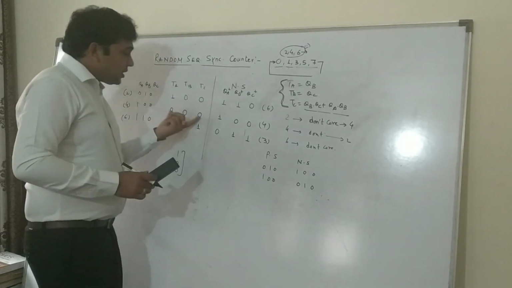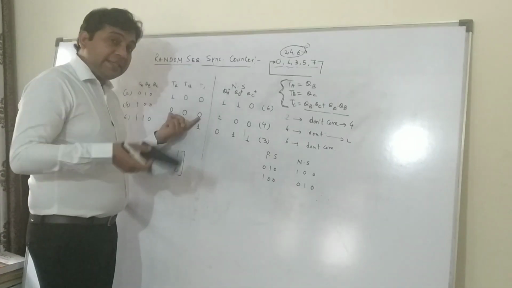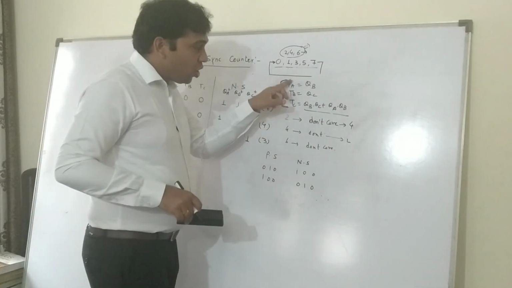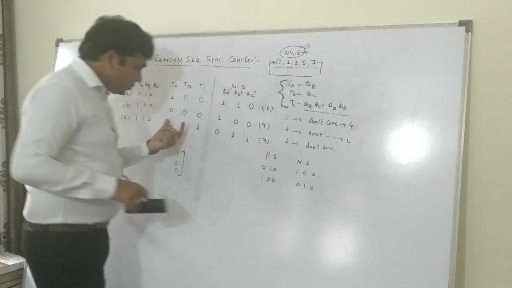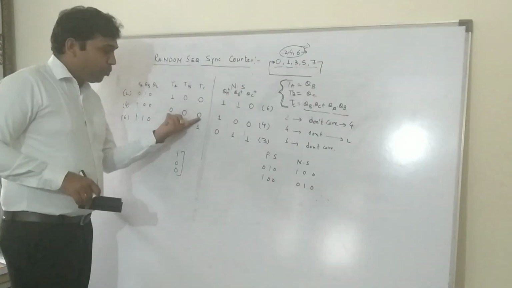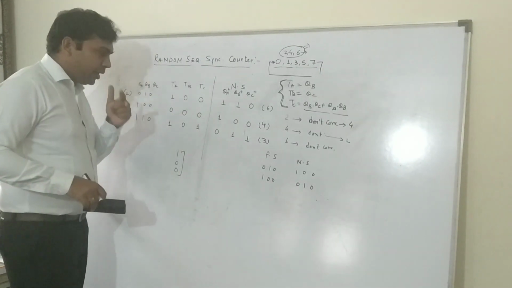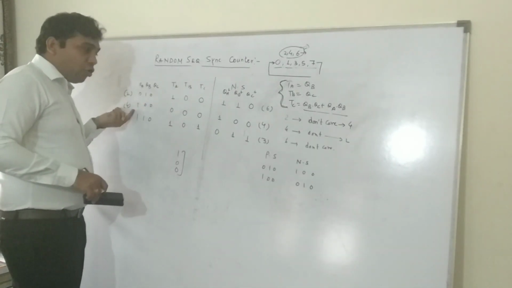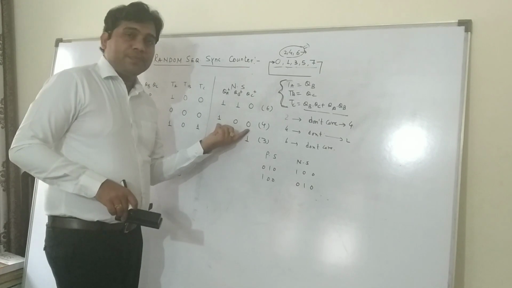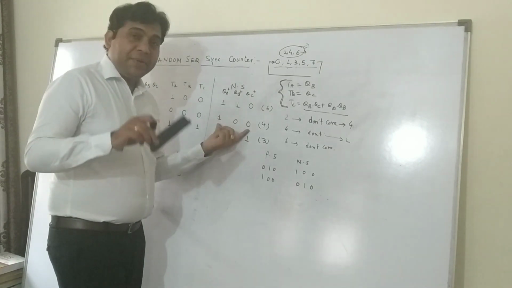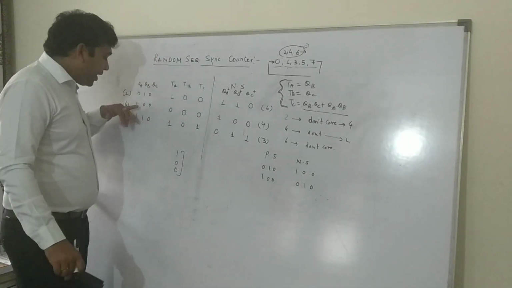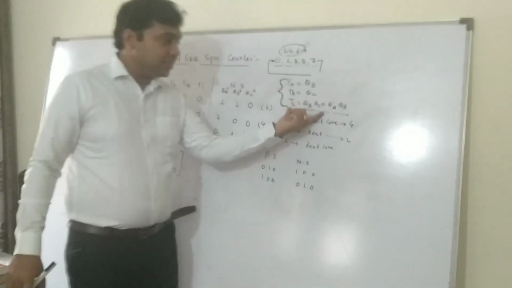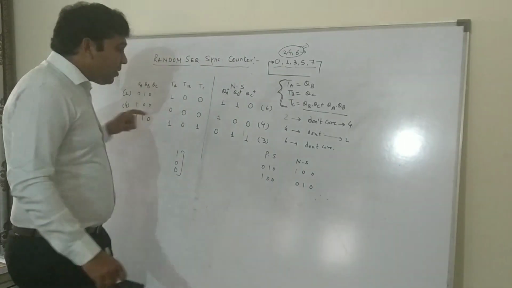So according to this TA, TB, TC, since we have designed TA, TB, TC like this, because of this TA, TB, TC, you are getting at the input 000. So this state number 4 will remain in state number 4. What does it mean? It means if unintentionally or accidentally state 4 occurs in this type of counter design, it will remain in state number 4.